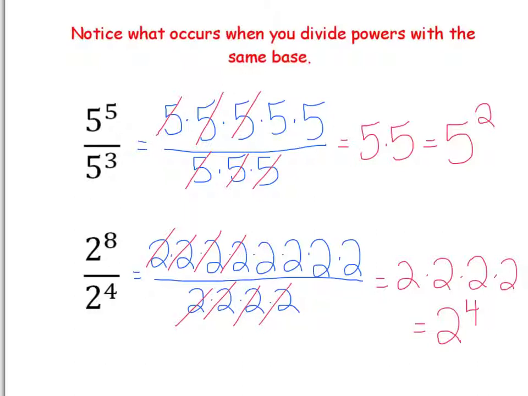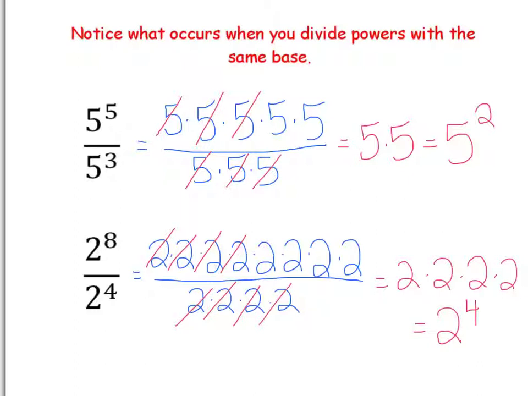Now I want you to notice when we divide and we get 5 to the 5th divided by 5 to the 3rd, we're left with 5 to the 2nd. And 2 to the 8th divided by 2 to the 4th, we're left with 2 to the 4th. How do you think we can make a rule to get from this division to this final answer without writing out all of this? You can pause the video and discuss as a class.